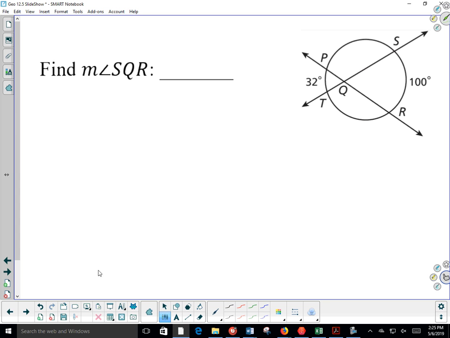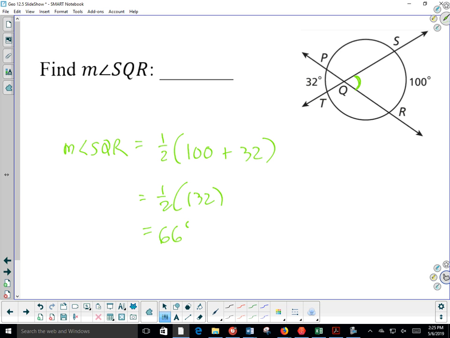Let's take a look at this example. In this case, we want to find the measure of angle SQR. SQR is this angle right here. Can you help me out with that, Ella? I did 100 degrees plus 32 degrees, and then divided that by 2. All right, 100 plus 32 divided by 2, or multiplied by 1/2, is going to be the measure of angle SQR, and that turns out to be 66 degrees. Do you agree with 66 degrees? Yeah. All right, questions on this one?